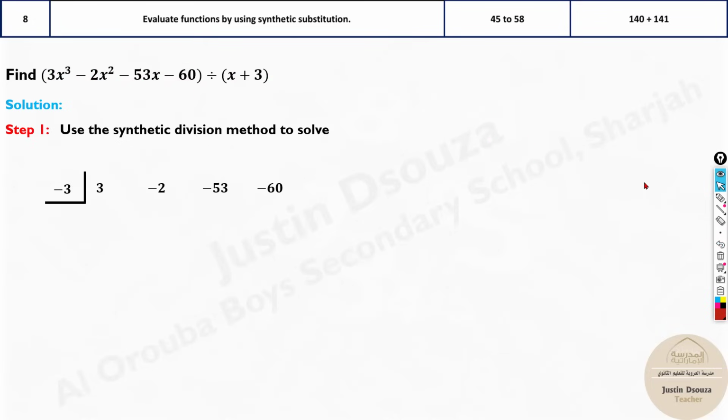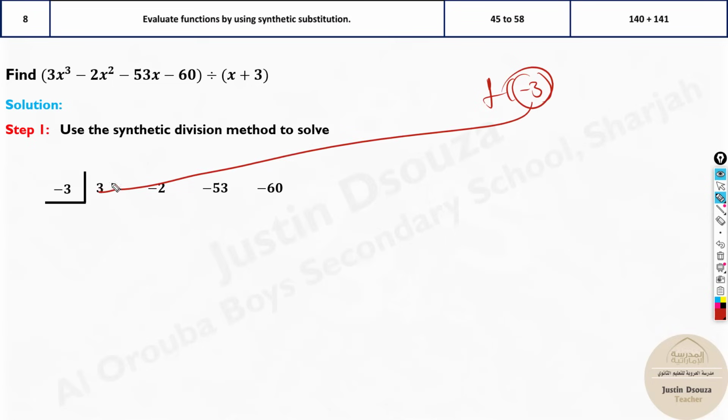Now remember, sometimes the question will have f of x, say f of minus 3. Then you have to take this minus 3 as it is. Why? Because this is f of x itself. Whereas over here, the x value will be minus 3 when you take it to the other side, but here the x value is already given to you. So that is the difference.